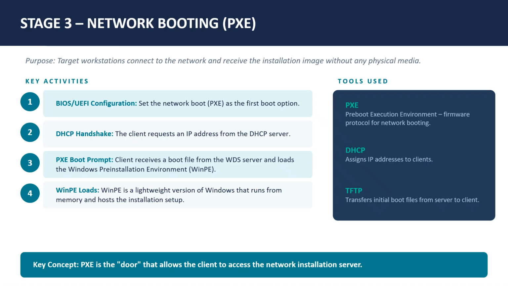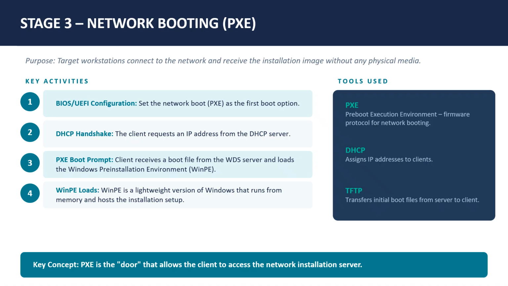The DHCP server assigns an IP address and also tells the client where to find the PXE boot server. The client then receives a small boot file from the WDS server using a protocol called TFTP, which stands for Trivial File Transfer Protocol. This boot file loads a lightweight version of Windows called WinPE, the Windows pre-installation environment. WinPE runs entirely from memory and hosts the installation setup program.